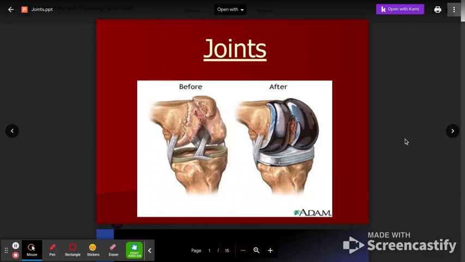So I figured it'd be smart to start with joints first, and then we go into appendicular skeleton, axial skeleton, and bones, bone structure.